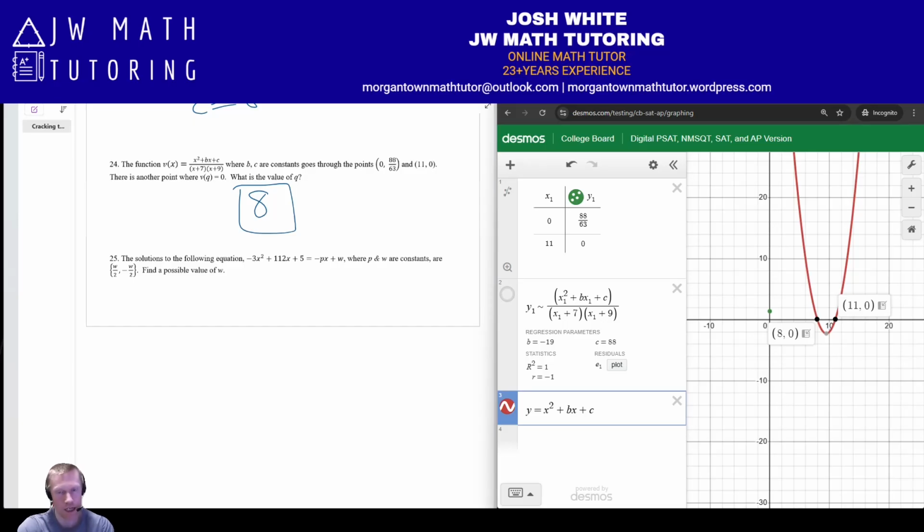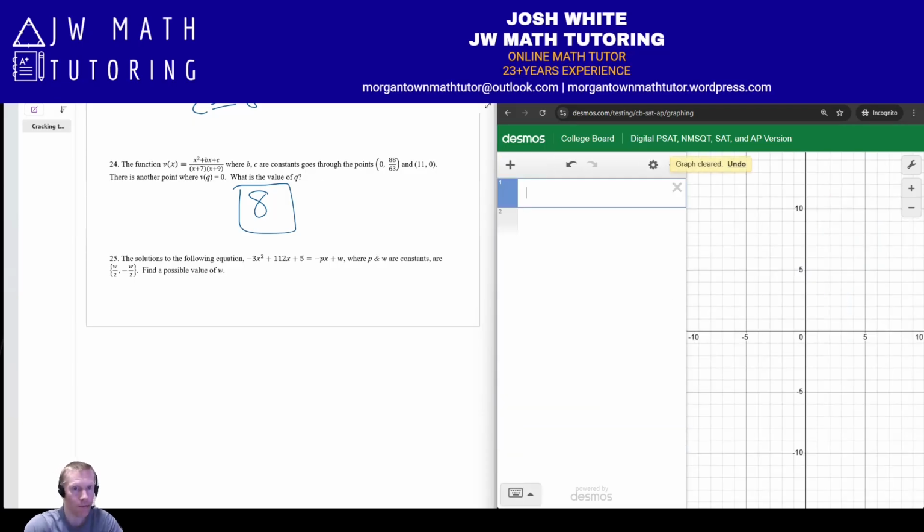Okay, so again, all I did is I entered the points, I did the regression, and now I went ahead and basically found what the other intercept is just by looking at the other x-intercept on the graph.